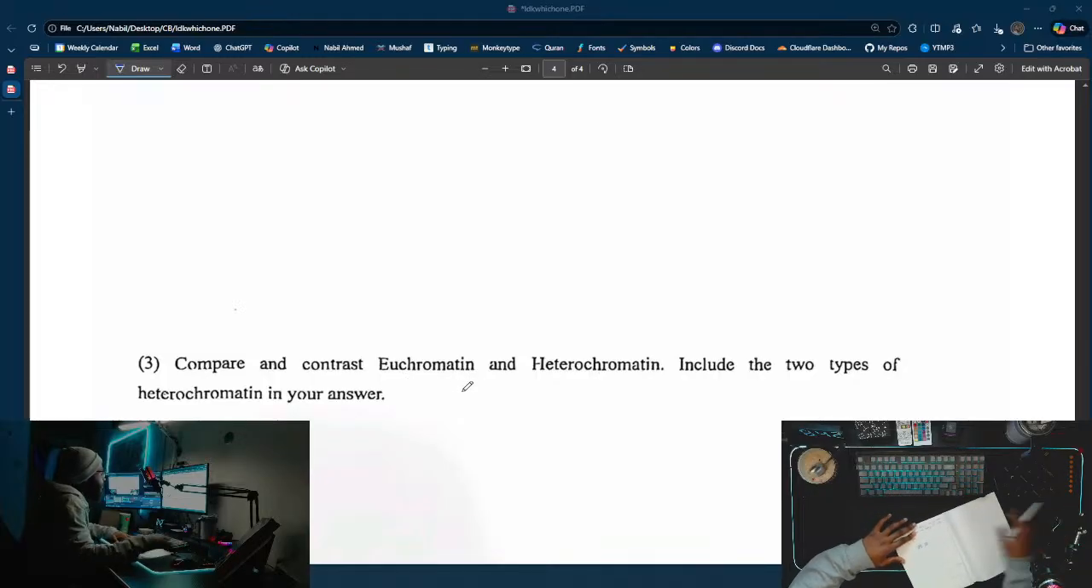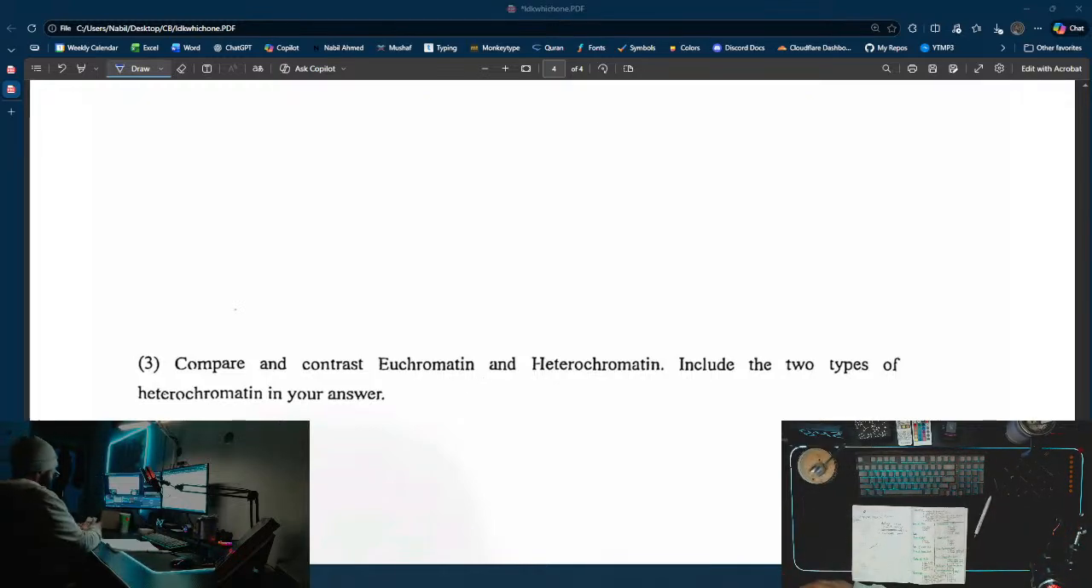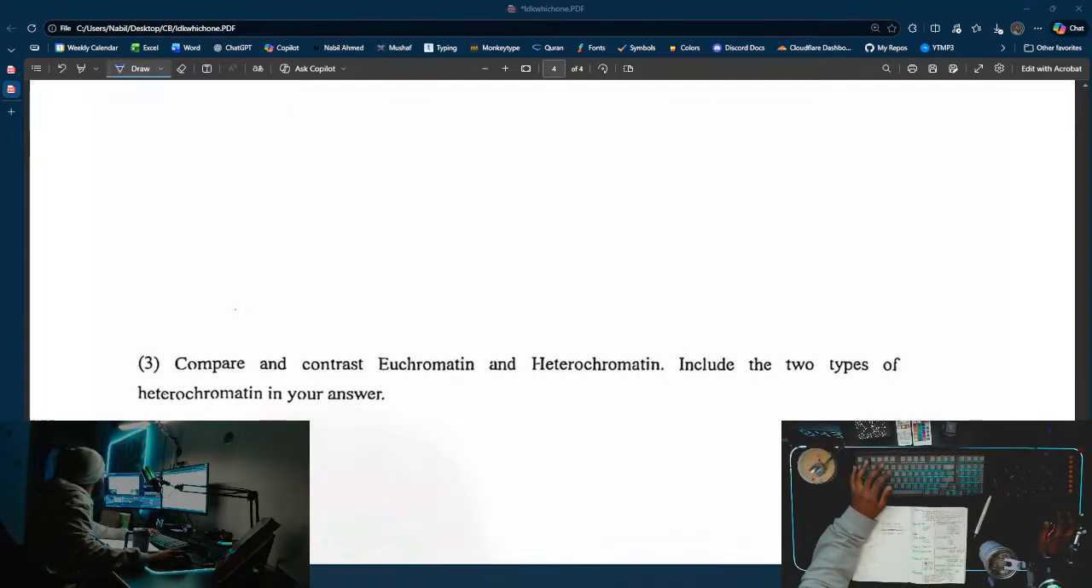Okay, compare and contrast euchromatin and heterochromatin. Okay, euchromatin. Let me see if I can find it over here. Let me just show these as well.